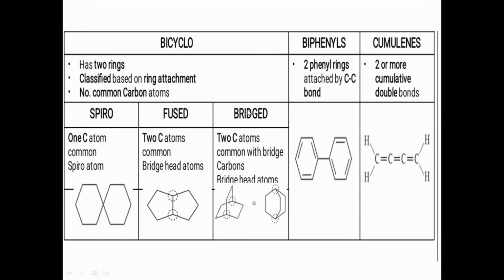Then there are biphenyls. Biphenyls contain two phenyl rings which are attached by a carbon-carbon bond. And the next one is the cumulenes. Cumulenes are not cyclic compounds. They are open chain compounds which contain two or more cumulative double bonds.